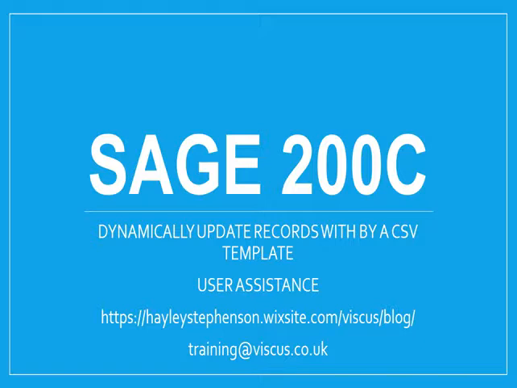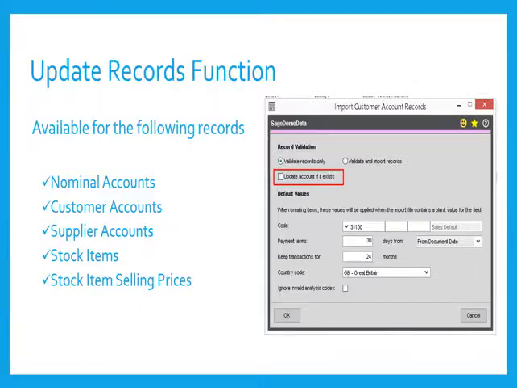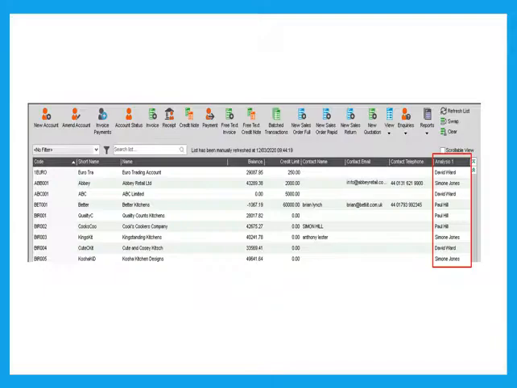Here we will update customer accounts that already exist within the Sage 200 system en masse using a CSV template. This update record tool is available for nominal accounts, customer accounts, supplier accounts, stock items and stock item selling prices. In our example we are going to update analysis code 1, which in our data is the customer account manager. We are going to replace account manager Paul Hill with a new member of the team, Jane Morris.